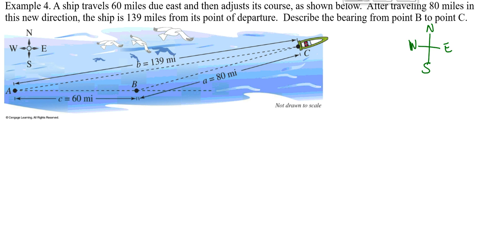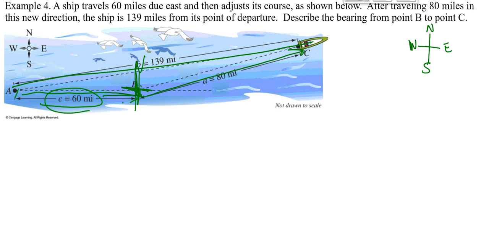A ship travels from A 60 miles due east, so straight east. Then it adjusts its course. So this is our north arrow, it could be right here. And it goes 80 miles in this new direction. And then it's 139 miles from the point of departure. And from B to C, we want the bearing.